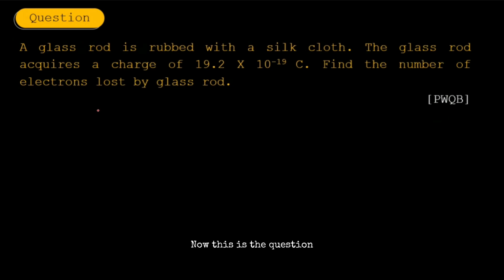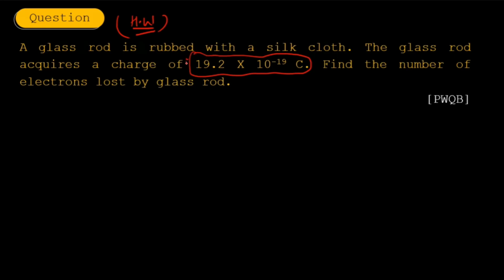Now, this question is supposed to be homework. You can try this out. It is quite a simple one which we just discussed in the previous slides. The question simply says that a glass rod is rubbed with a silk cloth. The glass rod acquires a charge of this many coulombs. So the question is, how many electrons must that glass rod have lost? You can try this out. I'll ask about this question in the next class.